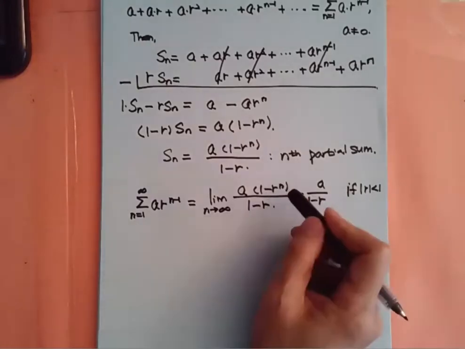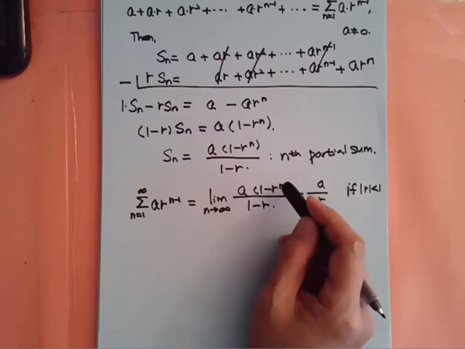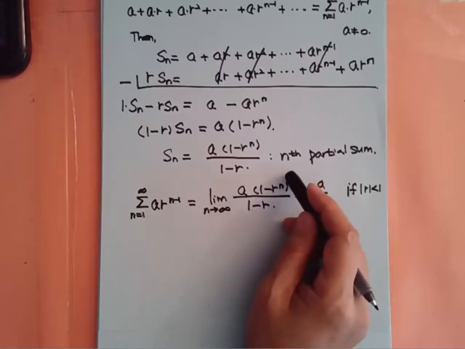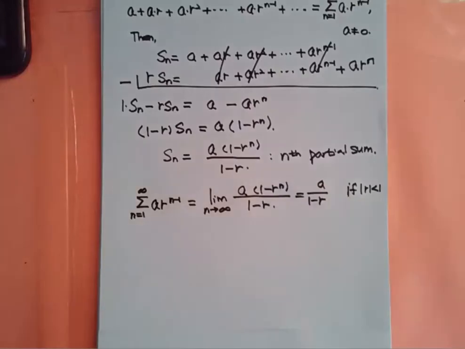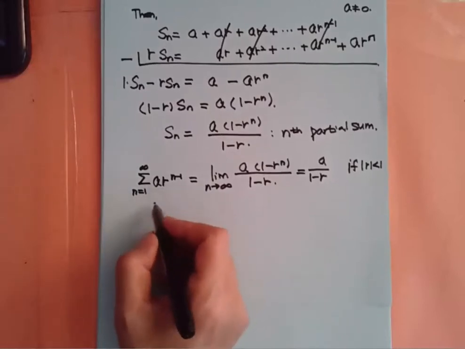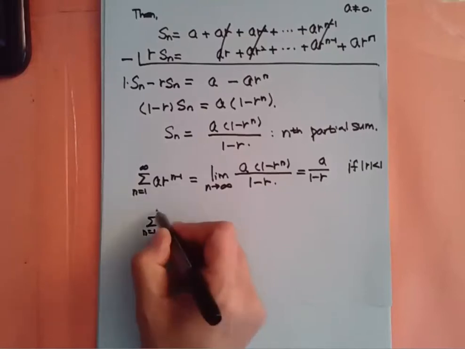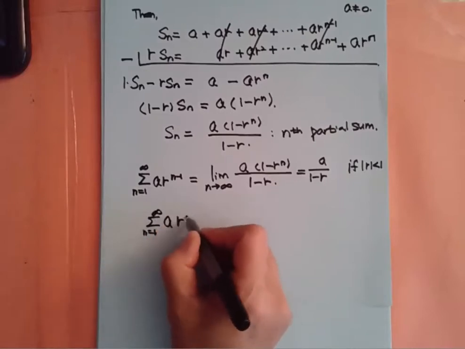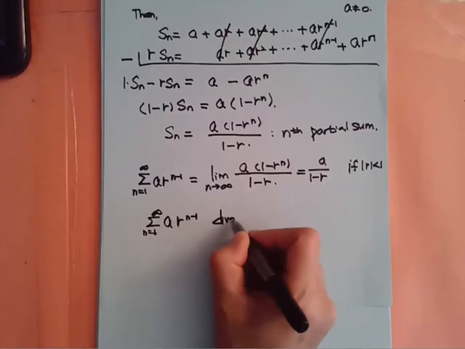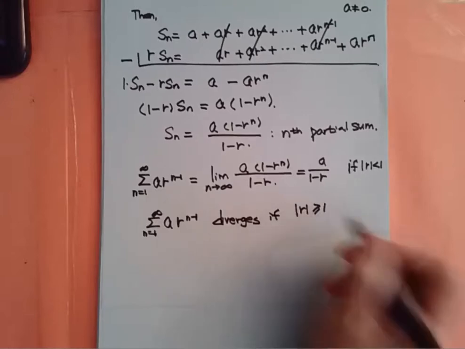But if the absolute value of r is greater than or equal to 1, then either the fraction is undefined or r to the n power will go to infinity. So the limit will diverge. So the summation from n equals 1 to infinity of a times r to the n minus 1 diverges if the absolute value of r is greater than or equal to 1.